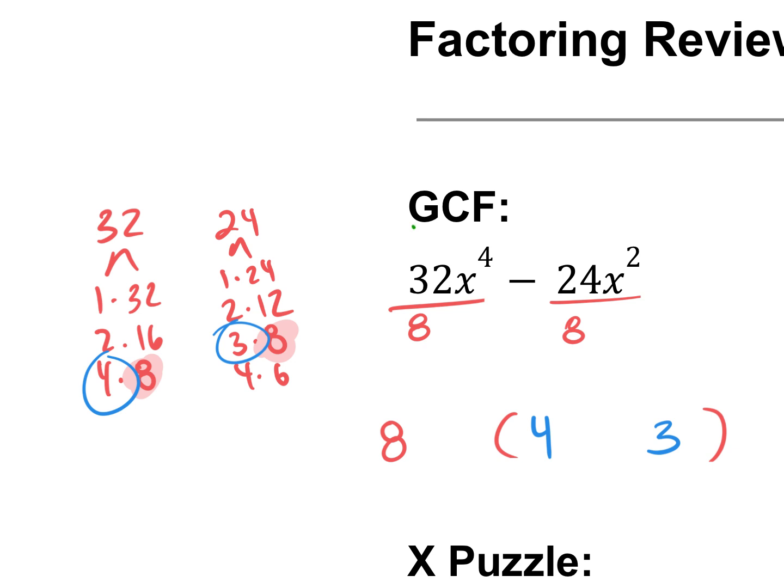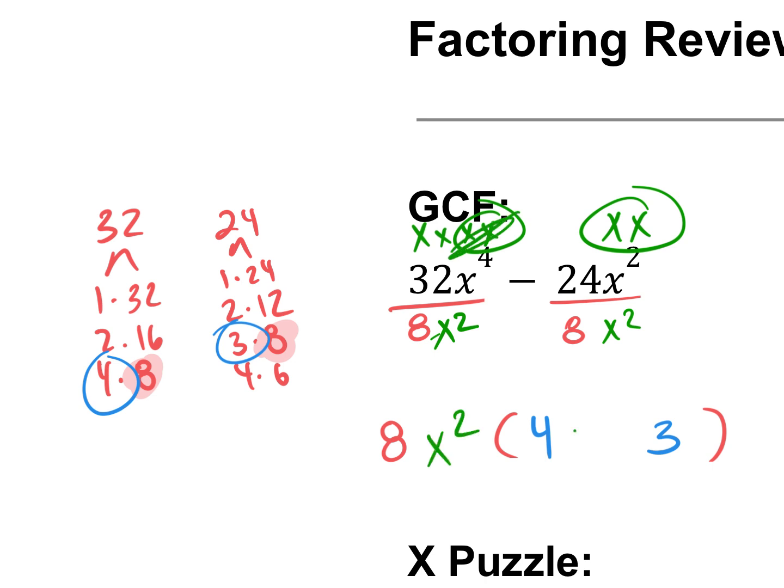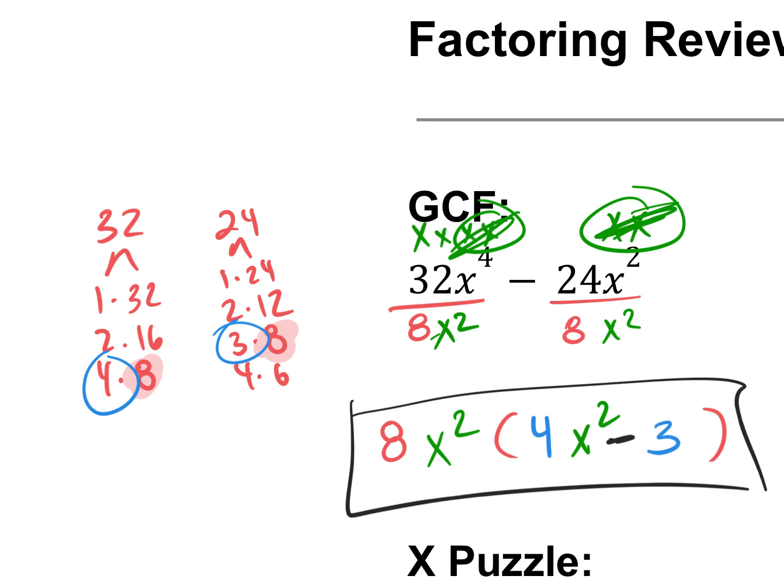For my x, on the first one, I had 4 of them. On the second one, I had 2 of them. So we're looking for what they have in common. They have at least 2 in common. So I take out x squared. I have 2 left for the first term and none left for the second term. Do not forget to bring down your minus sign. And that's how we do GCF.